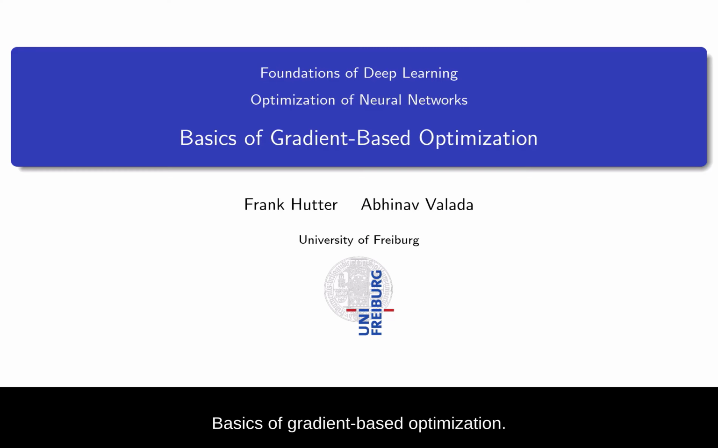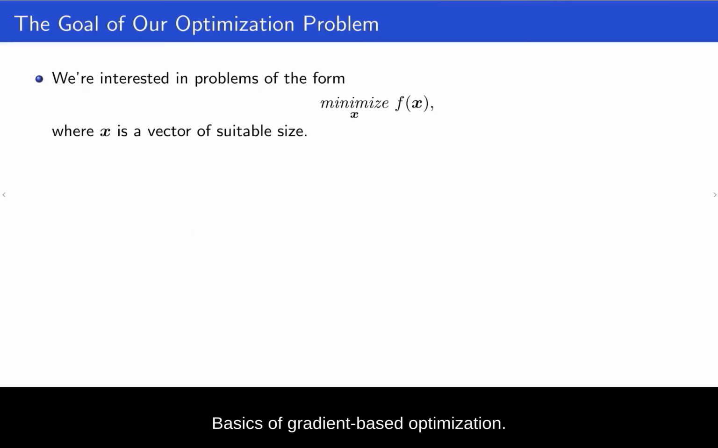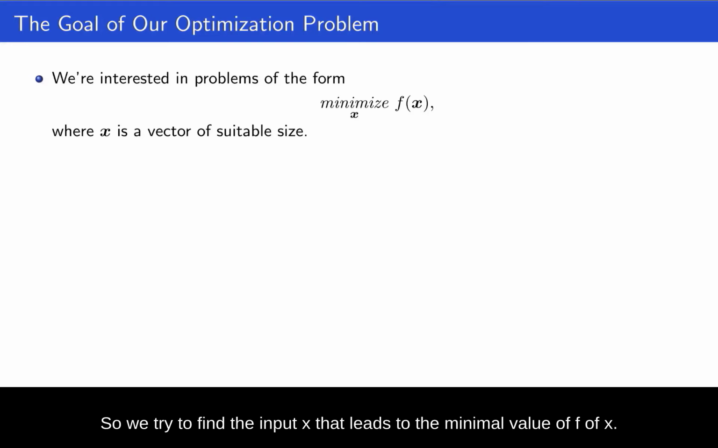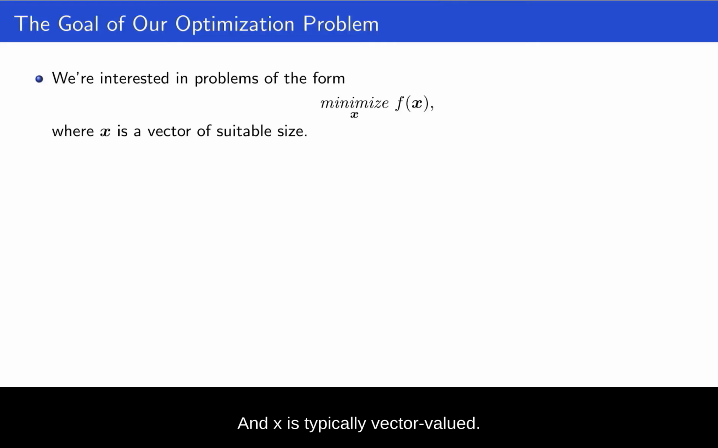Basics of gradient-based optimization. In our optimization process, we're interested in finding the minimizer of a loss function f. So we try to find the input x that leads to the minimal value of f of x. And x is typically vector valued.